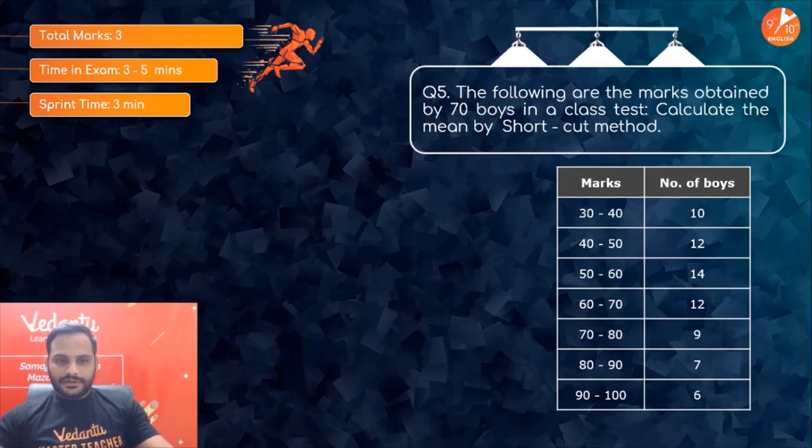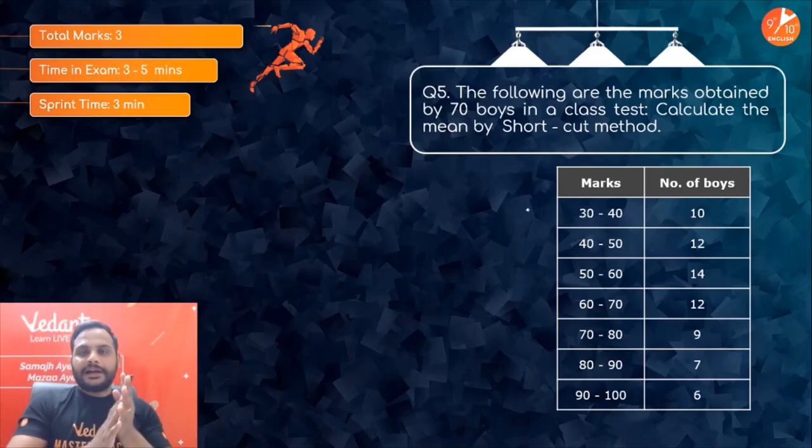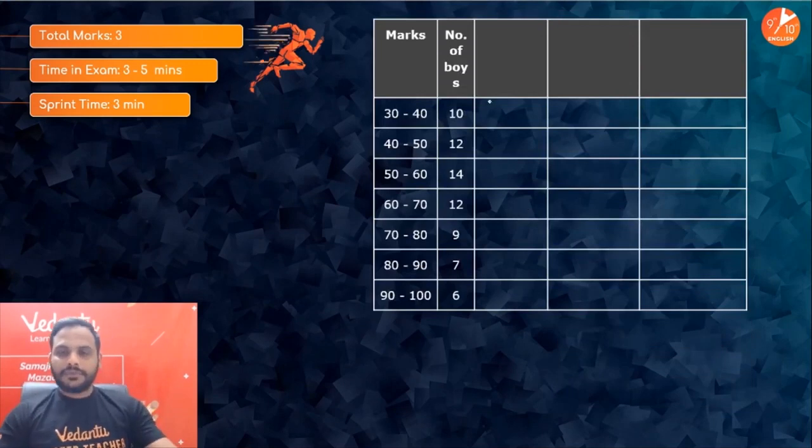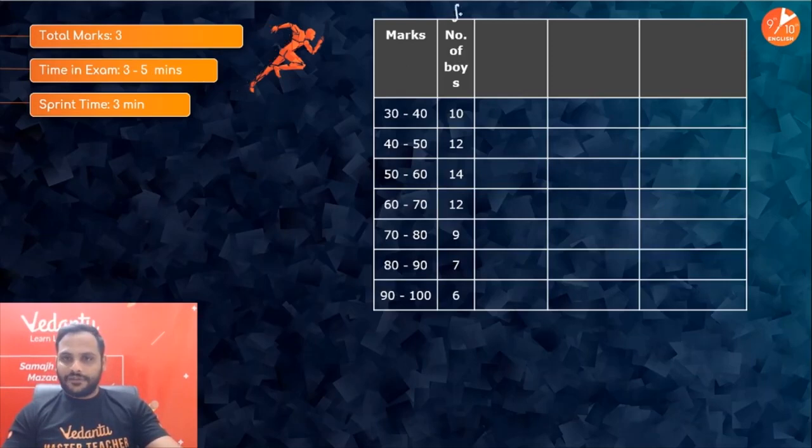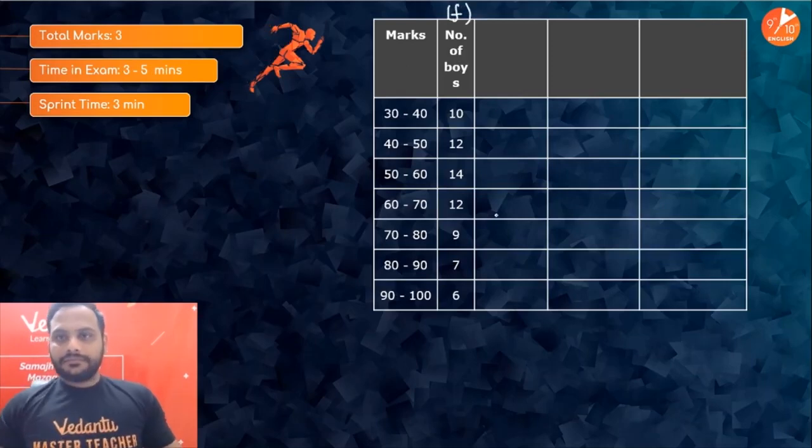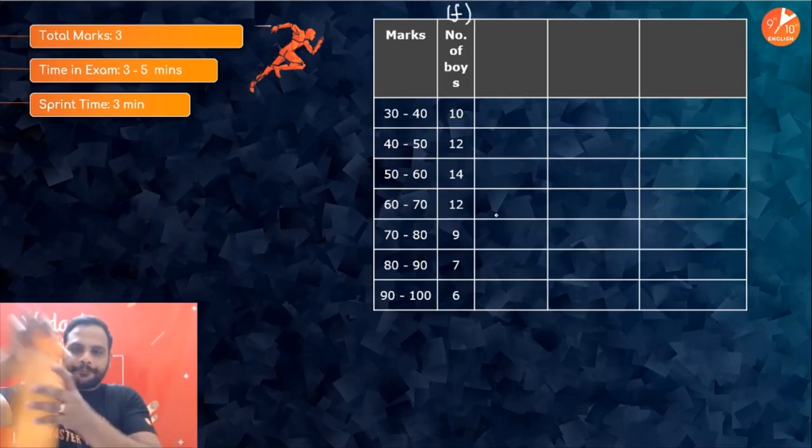So this is the table given to us, marks and number of boys. Since it is grouped data, I have to use the class mark. So now first let us start with the shortcut method. Let's say I have made this table. This is the value of your classes, this is the value of your frequency. All right, just give me a second.